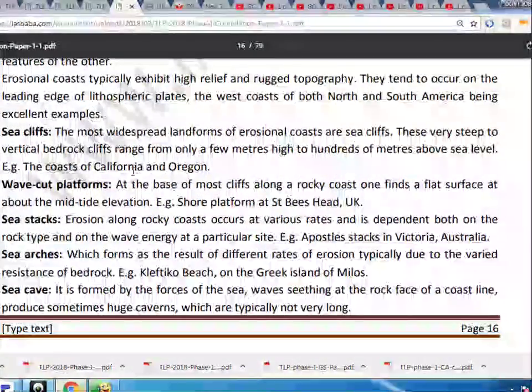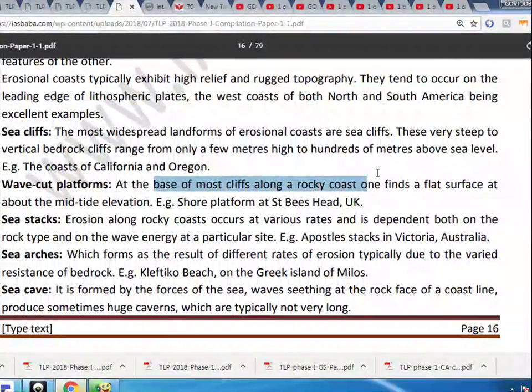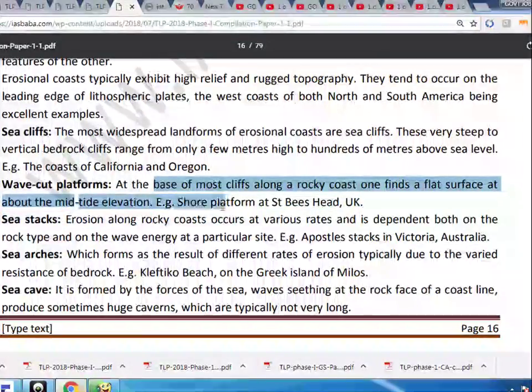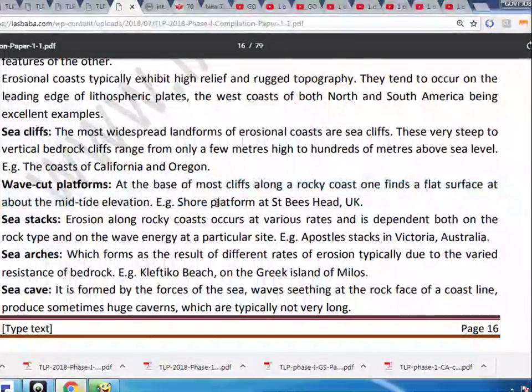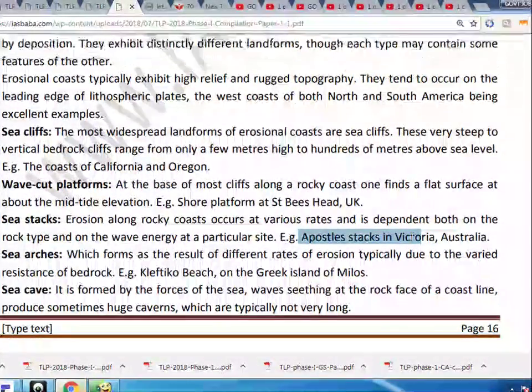Wave-cut platforms. At the base of most cliffs along the rocky coast one finds a flat surface at about the mid-tide elevation. E.g., shore platform at St. Bees Head, UK. Sea stacks. Erosion along rocky coasts occurs at various rates and is dependent both on the rock type and on the wave energy at a particular site. E.g., Apostles Stacks in Victoria, Australia.